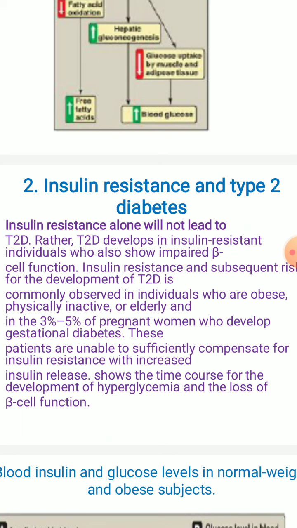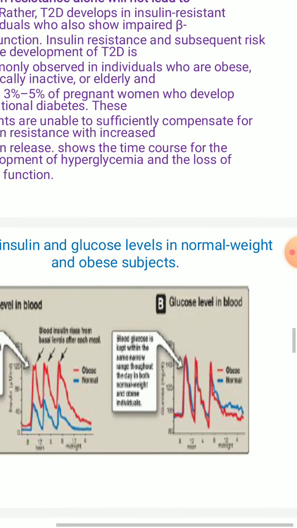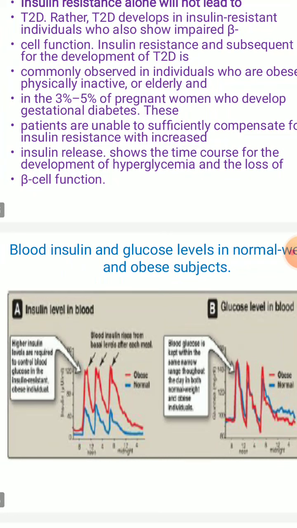So these patients are unable to sufficiently compensate for the insulin resistance with the increased insulin release, which further shows the time course of the development of hyperglycemia. As this disease progresses, we can observe the development of the hyperglycemic condition and the loss of beta cell function. Understood? So you can make out here the blood insulin and glucose levels in normal weight and obese subjects, what is going to happen.